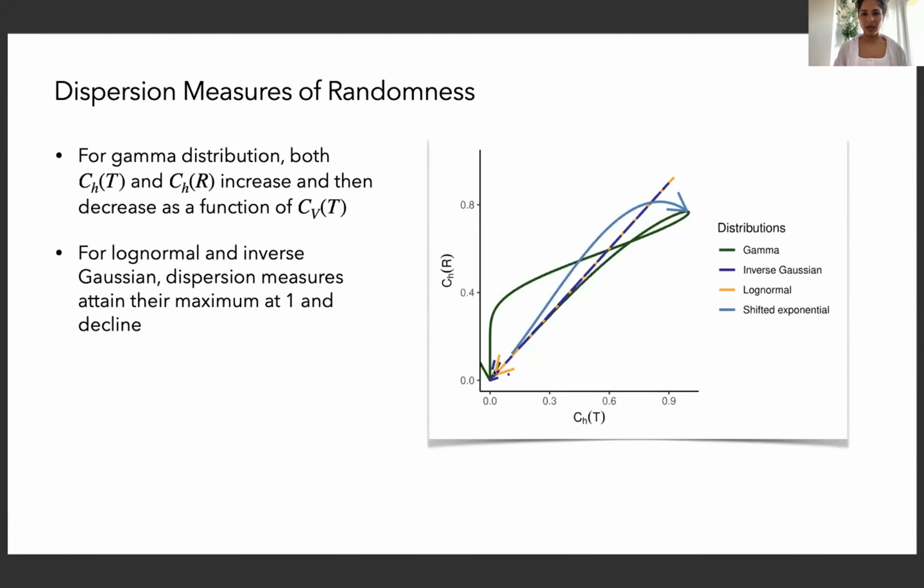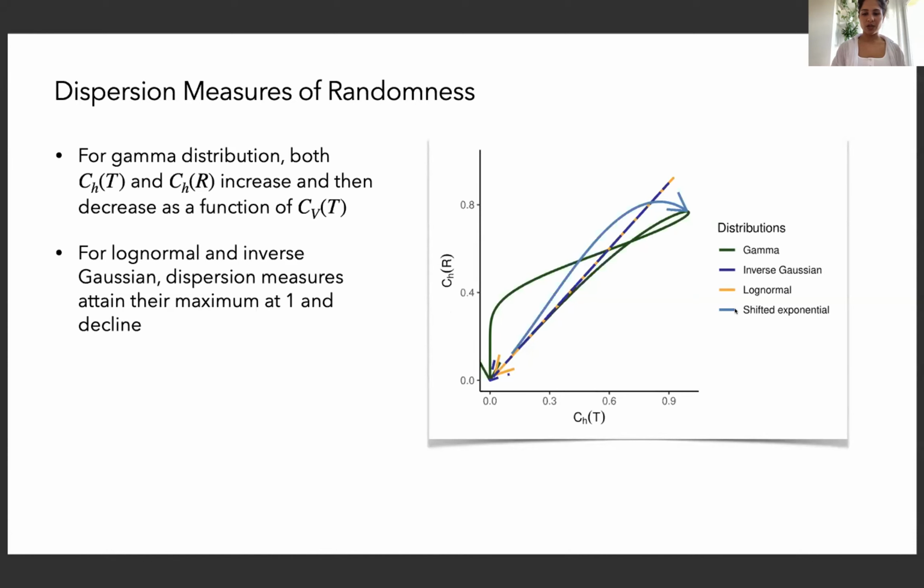In that case, CHR is approaching 0 as well, and so is CHT for these two distributions. As the value of CVT increases, the values of CHT and CHR both increase. The randomness keeps increasing until a certain point. After that, it starts decreasing. And as CVT approaches infinity, both CHR and CHT for these three distributions approach 0.